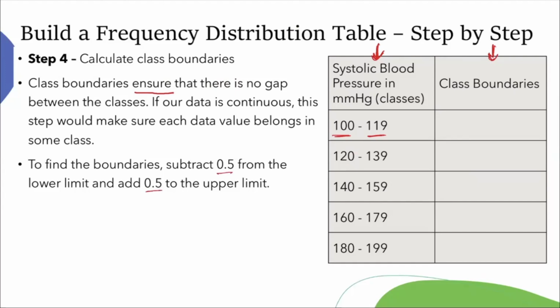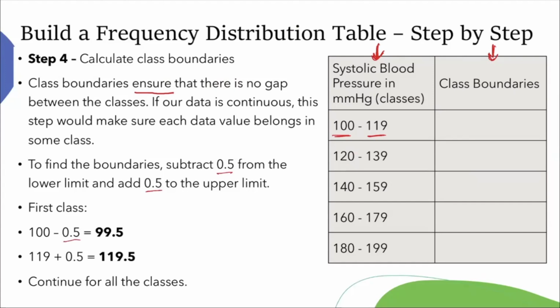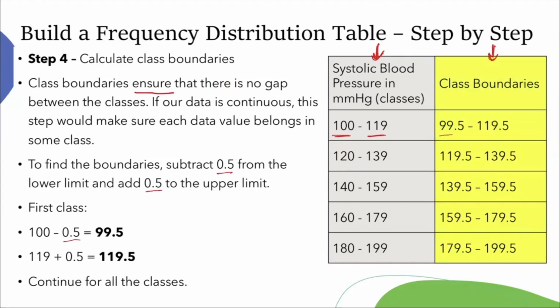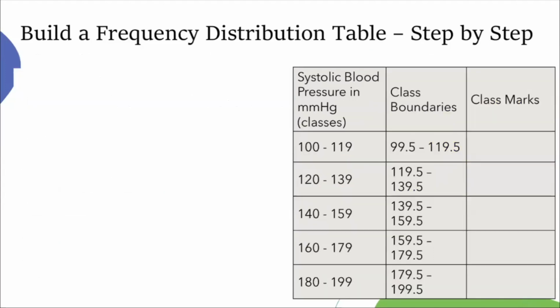So 100 to 119 becomes 99.5, because you're subtracting a half from 100, to 119.5, adding a half to 119. And you continue this for all classes. So subtract a half from 100, add a half to 119. Subtract a half from 120, add a half to 139.5. Subtract a half from 140, add a half to 159.5, etc. Okay, so we have the classes column complete. We have the class boundaries column complete.